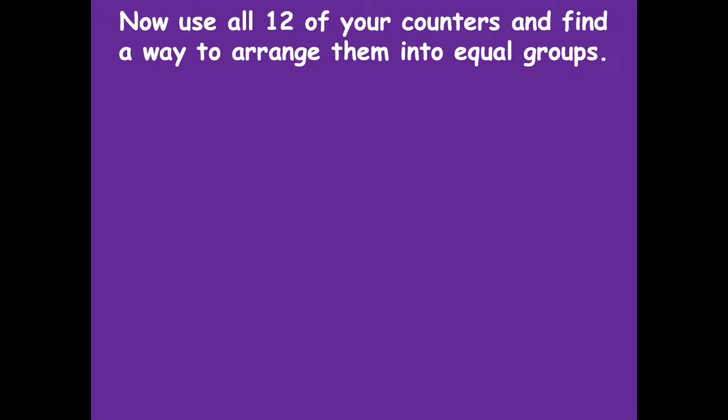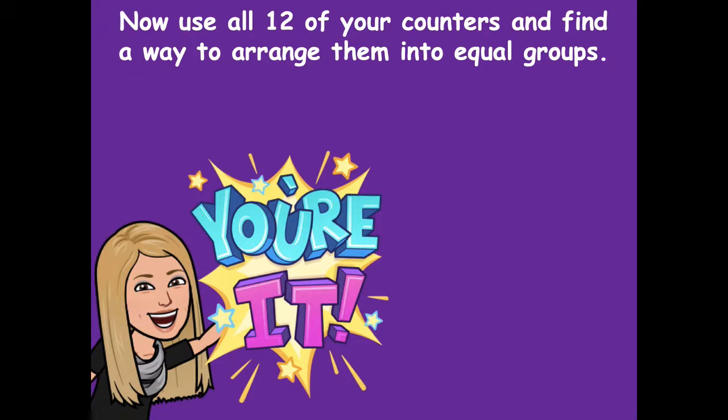Okay, so now we're going to use all 12 of your counters and find a way to arrange them into equal groups. So go ahead and pause the video, take all 12 and make sure they're in equal groups. Remember that means there has to be the same number in each group. You can't have a group of 5 and a group of 7. That's not going to work for this. They have to be equal groups.